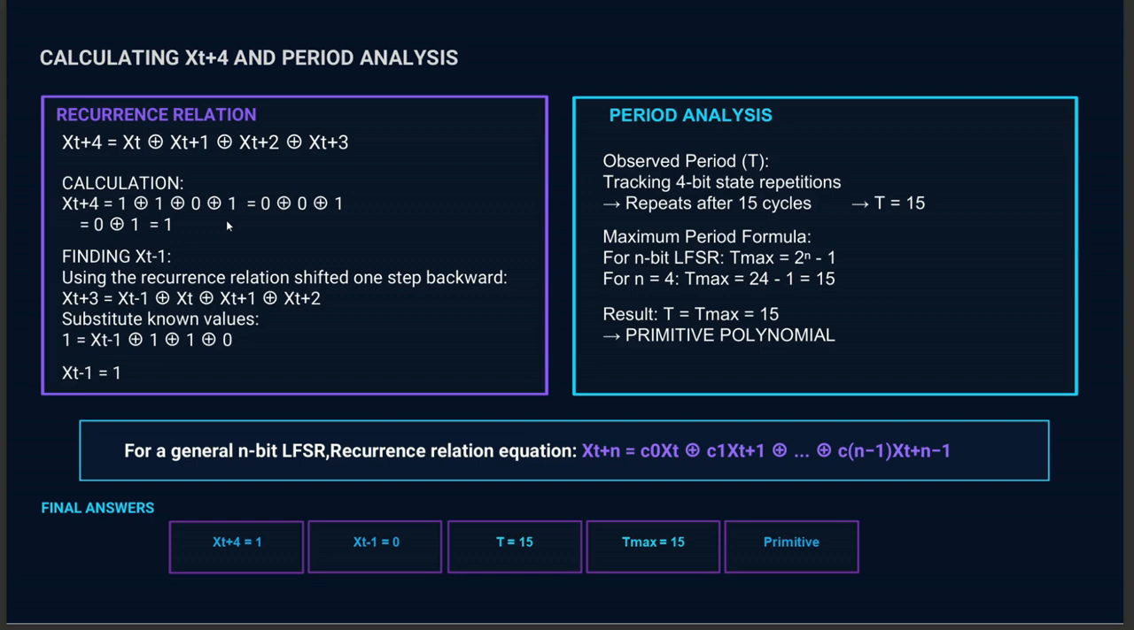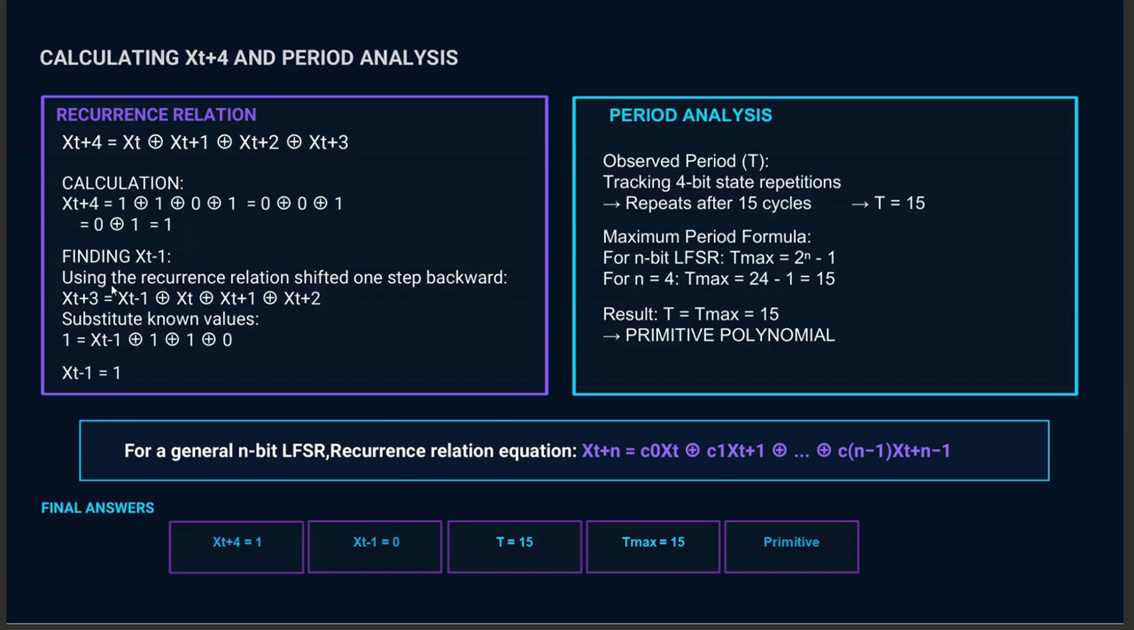Now let us substitute the values carefully. That is S(t) equal to 1, S(t+1) equal to 1, S(t+2) equal to 0 and S(t+3) equal to 1. So S(t+4) equal to 1 XOR 1 XOR 0 XOR 1. So we can solve step by step. First, 1 XOR 1 equal to 0. So it becomes 0 XOR 0 XOR 1. Next, 0 XOR 0 equal to 0 and finally 0 XOR 1 equal to 1. Therefore, S(t+4) equal to 1.